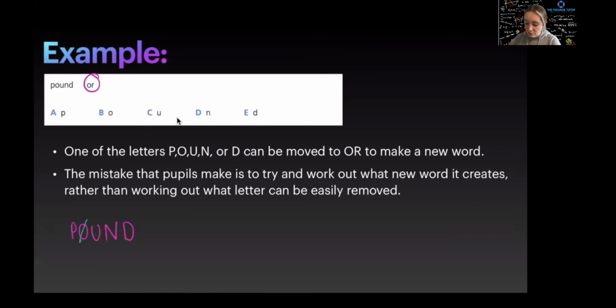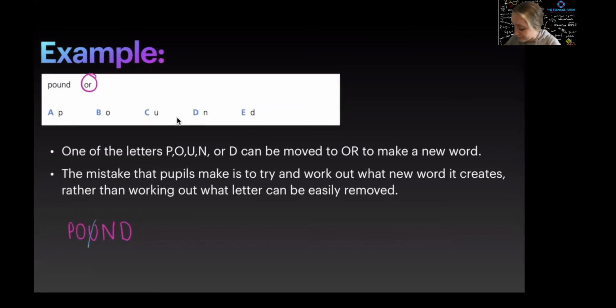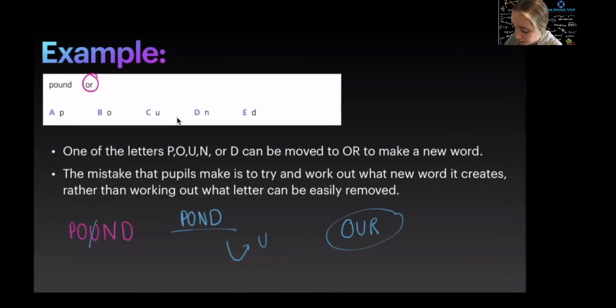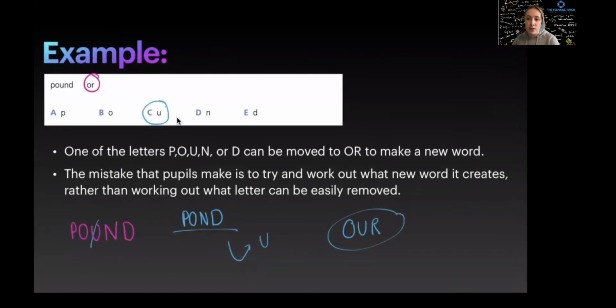If we take out O, we're left with "pund", it's not a word. If we take out U, we're left with "pond". Pond is a word. We've taken out a U. Now that U can fit quite nicely between the O and the R from "or" to make "our". So the answer in this case would be C for letter U.